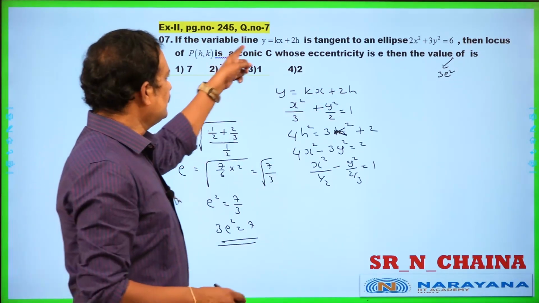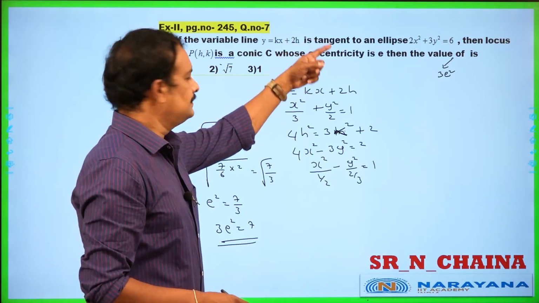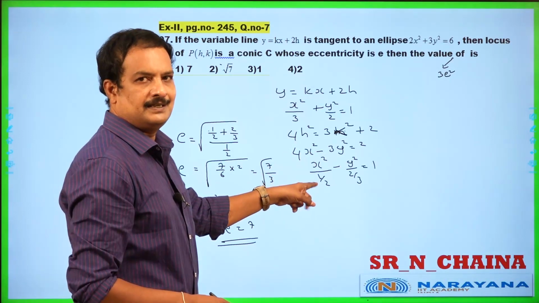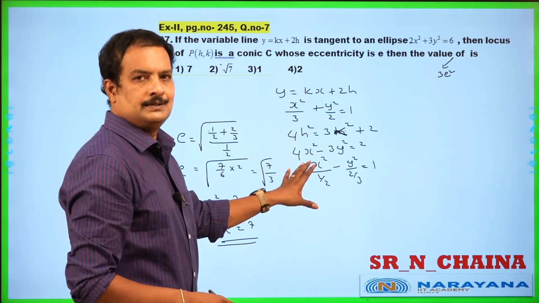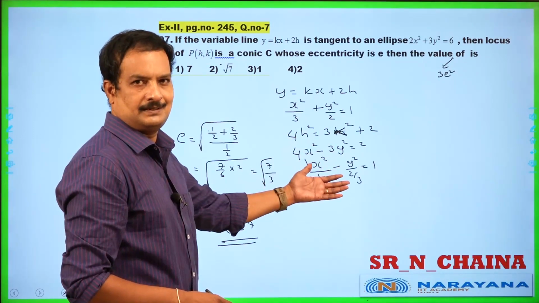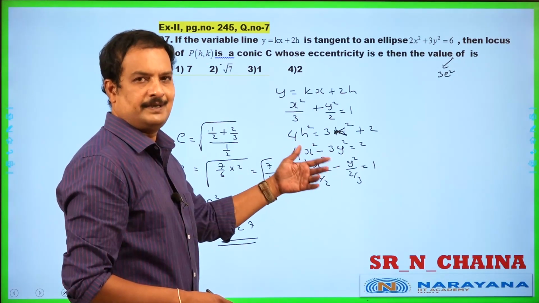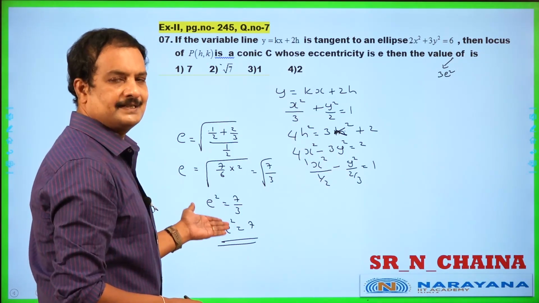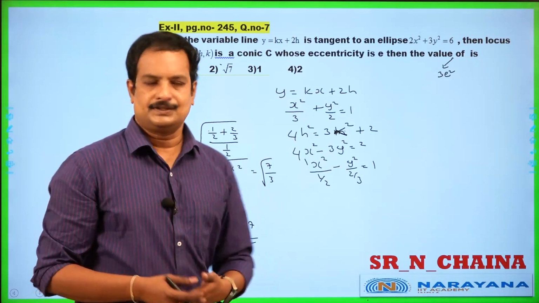So first we have taken the condition of tangency for the ellipse. Thereby we got the locus of (h, k). The locus of (h, k) is very clearly a hyperbola. And we found the eccentricity of that hyperbola. Okay, but the requirement is 3e square. So when you simplify that, you are going to get 7 as the answer. Now let's go for the next question.